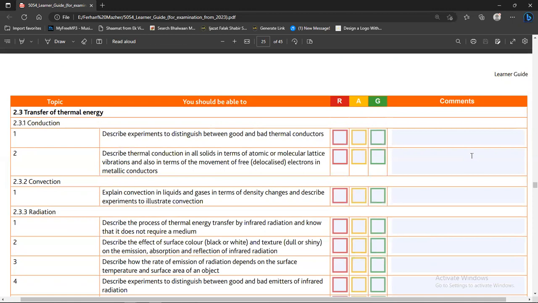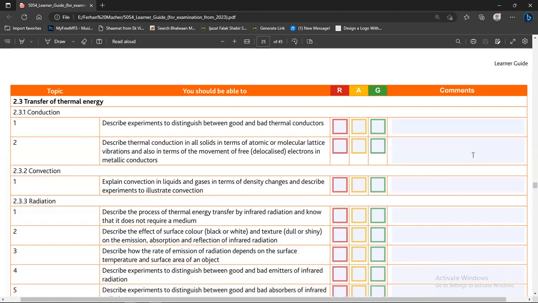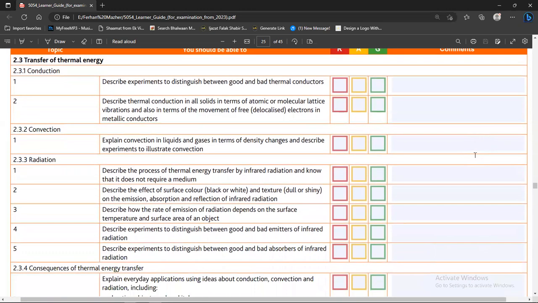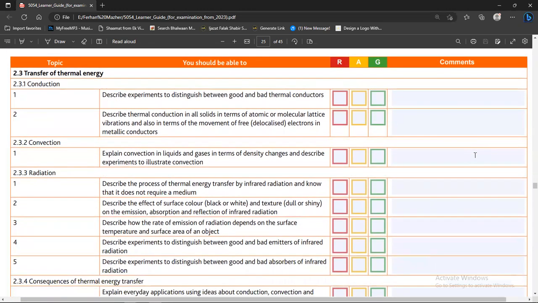The next topic is convection. Explain convection in liquids and gases in terms of density changes and describe experiments to illustrate convection. Radiation. This is the next topic.